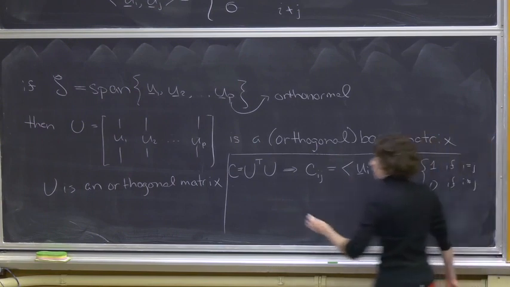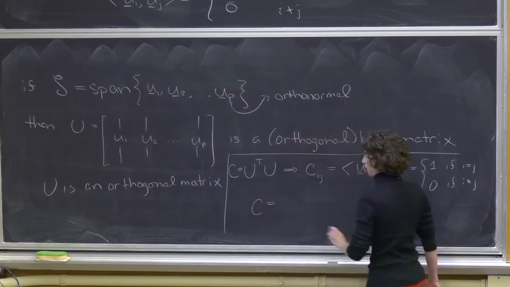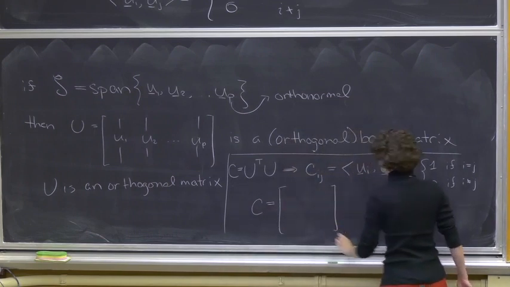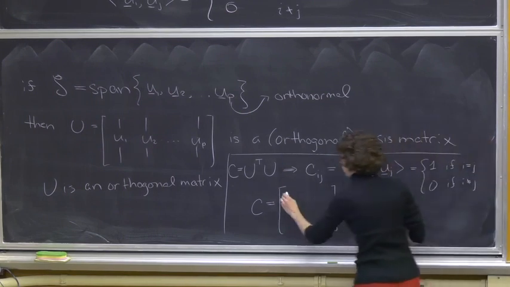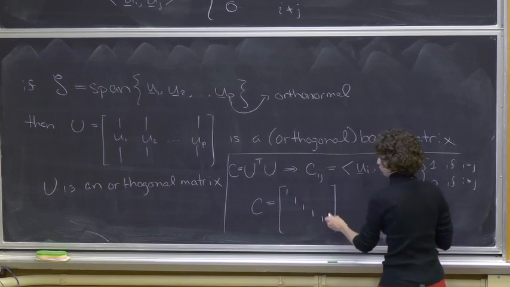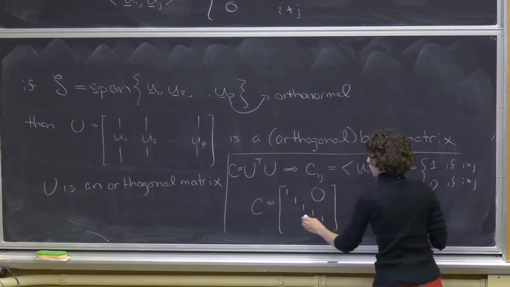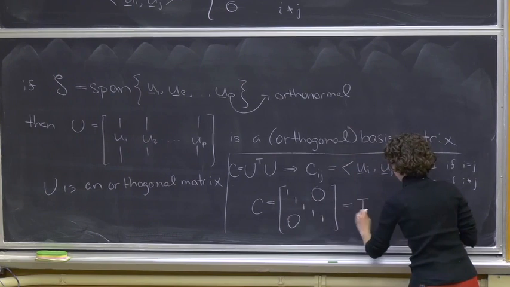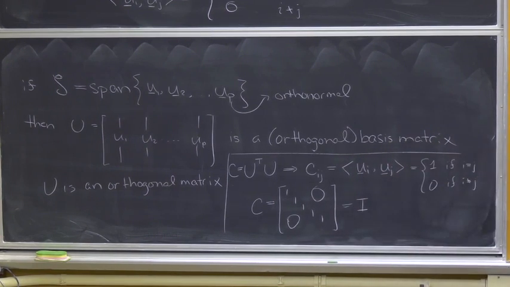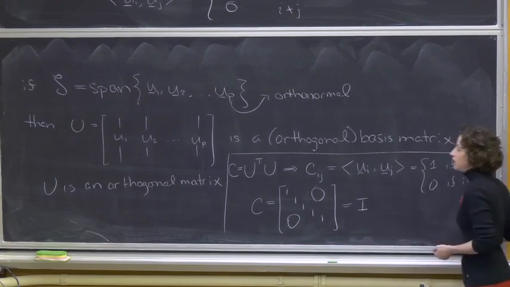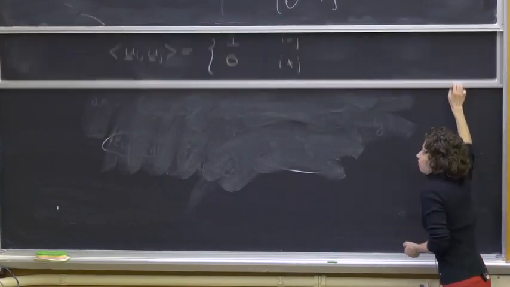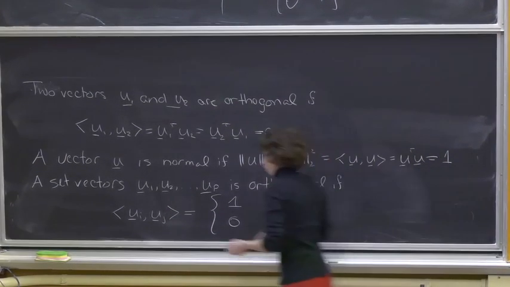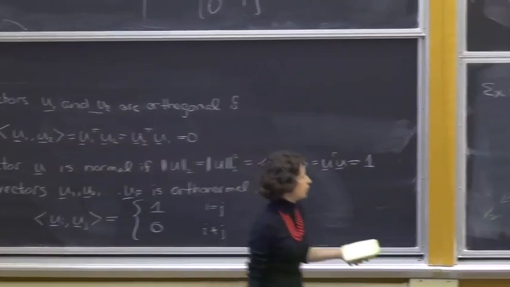And so what does that tell me about this overall matrix C? What would it look like, given this expression here? It's exactly the identity. So all the diagonal entries, which would correspond to C_ii for some i, would be 1, and everything else is 0. So this is an identity matrix. So U transpose U for an orthogonal basis matrix is always the identity. And that turns out to be super helpful for fast calculations in machine learning. So we're going to see that in action soon.